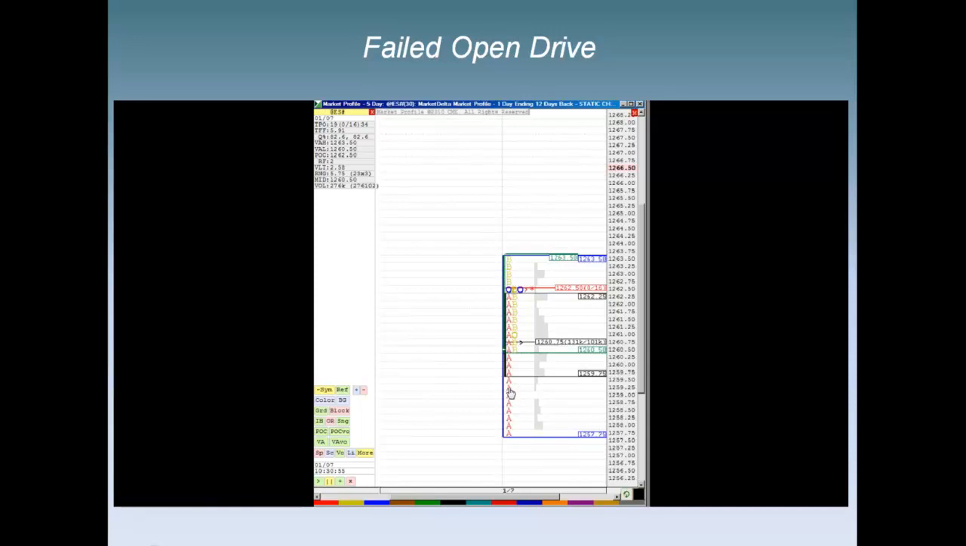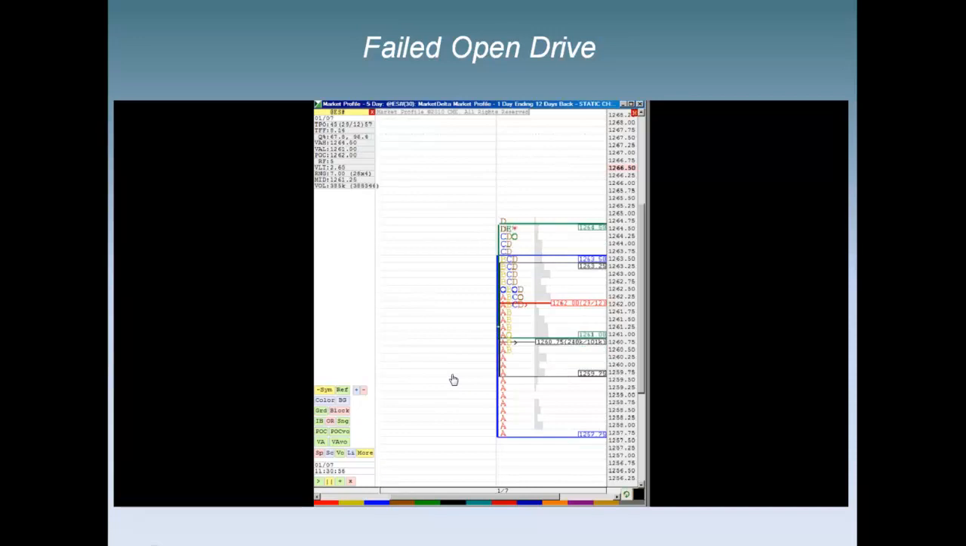If in fact the open drive would have worked, I would have found that B period would have continued lower and C period even lower than that, and so on. So this is a great example to show you when an open drive fails. And look, even though it was a very powerful open drive, it still failed.